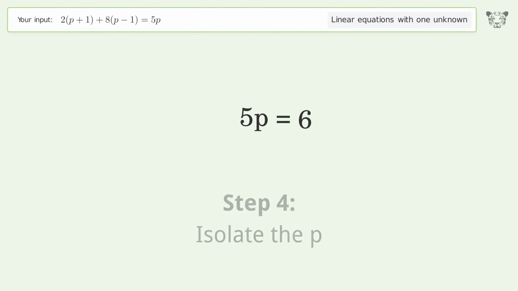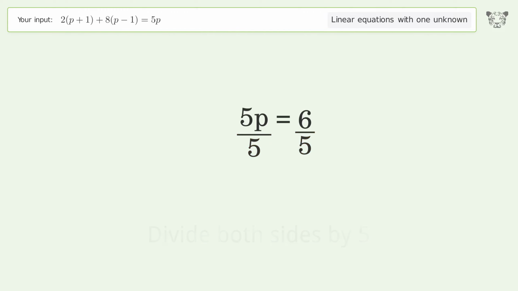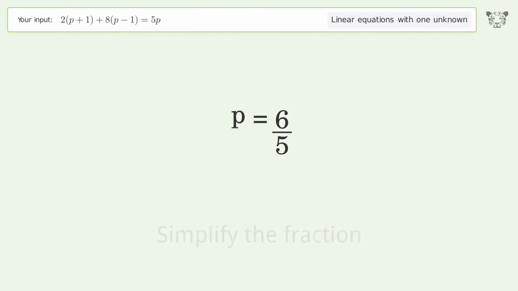Isolate the p. Divide both sides by 5. Simplify the fraction. And so the final result is p equals 6/5.